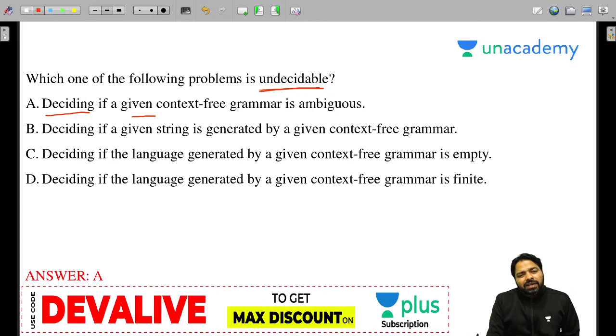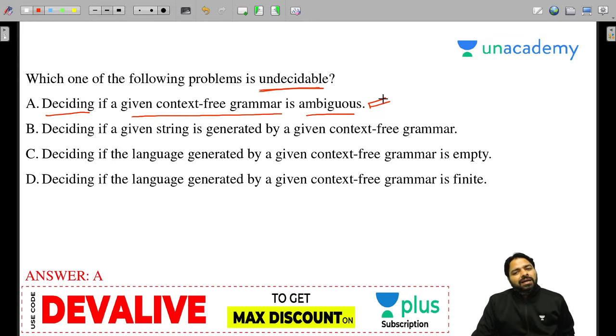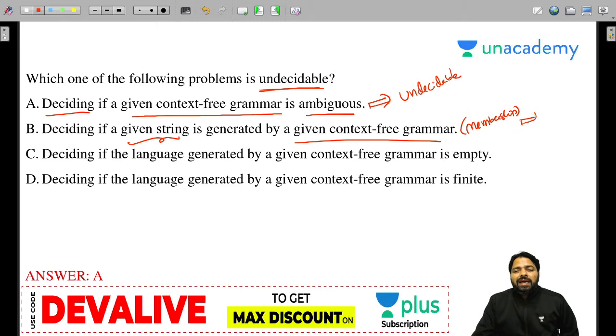Deciding if a given context-free grammar is ambiguous is undecidable, no doubt, because there is no algorithm to check, there is no algorithm to prove, right? There is no algorithm that exists to check ambiguous and unambiguous. And if a given string is generated by a given CFG, this is a membership problem. Membership problem is decidable, you know it. The CYK algorithm exists. So far A is the only right answer.